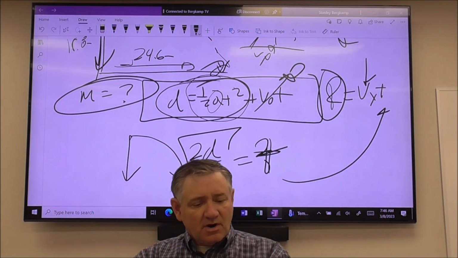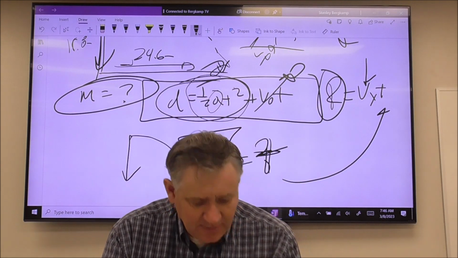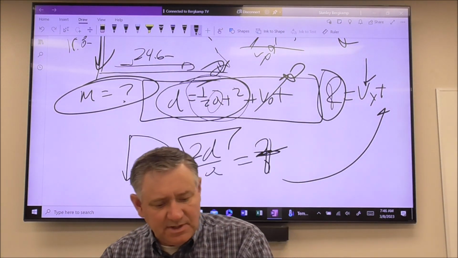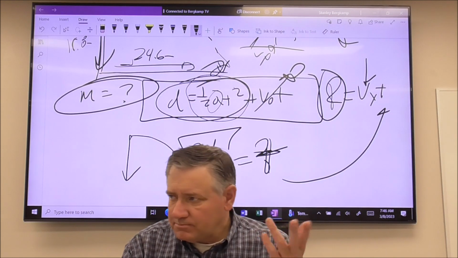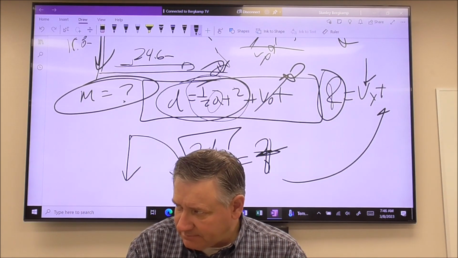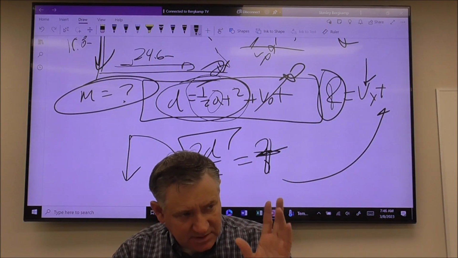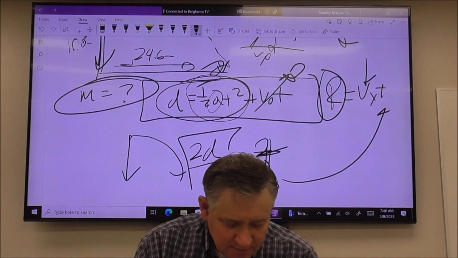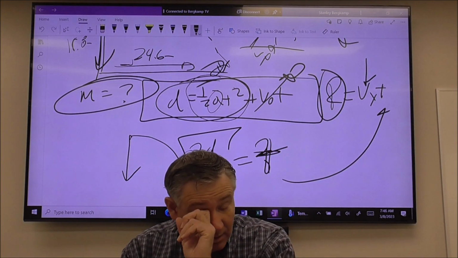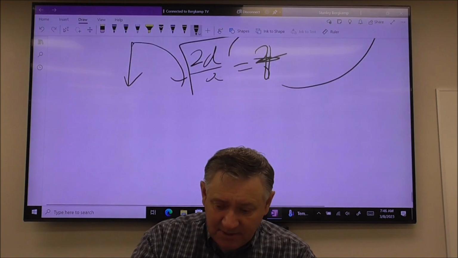So on problem number 1, that velocity should be between 10 and 15 meters per second. Okay, so your answer to number 1 should be between 10 and 15 meters per second. Now, number 2 is a similar type deal.